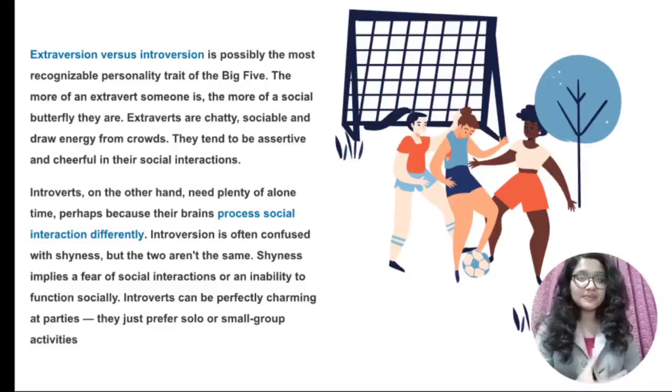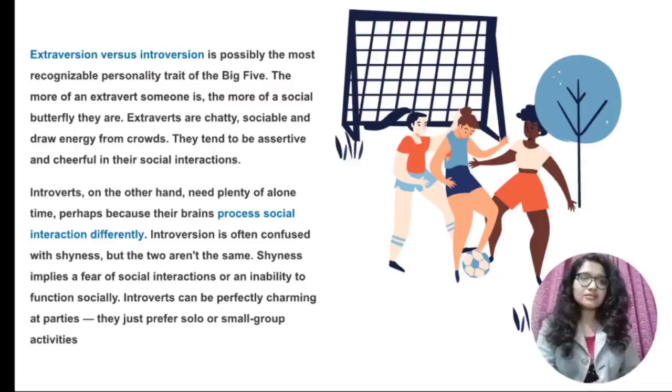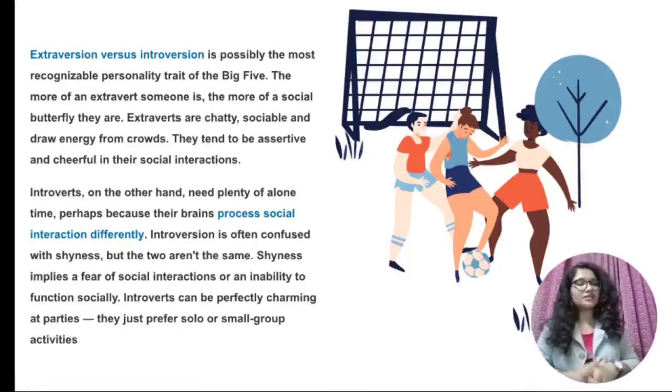Perhaps because their brain processes social interaction differently. Extroverts find it very easy to interact socially, but introverts take time to get into social interaction. Introverts prefer to stay in a small group rather than a big group. But extroverts have a big group, they have big parties, they have a lot of friends.